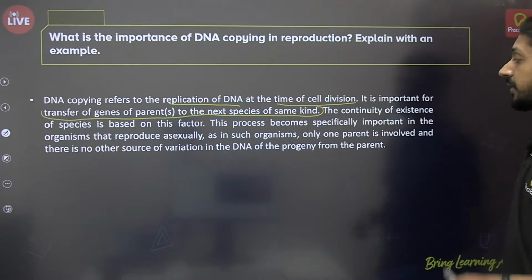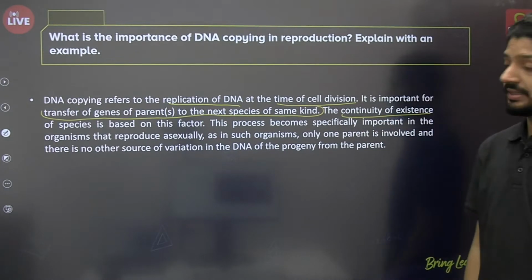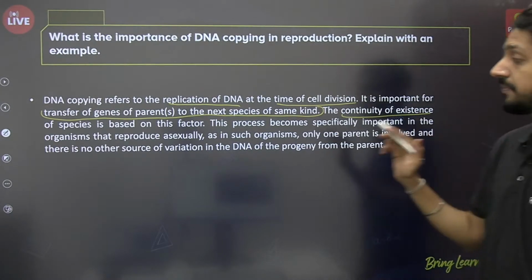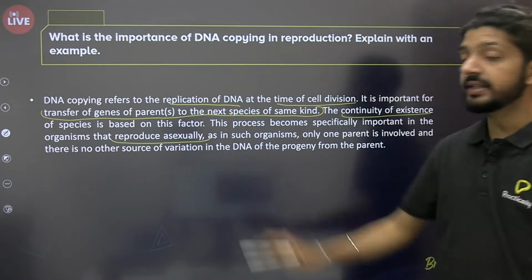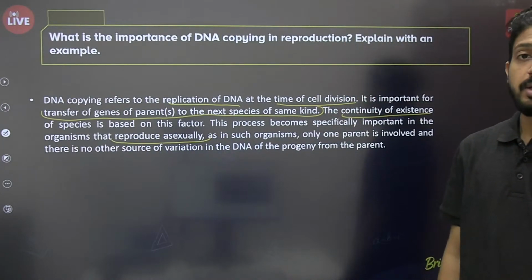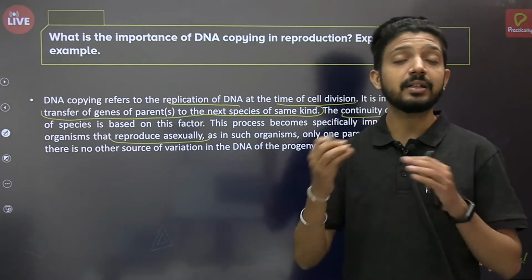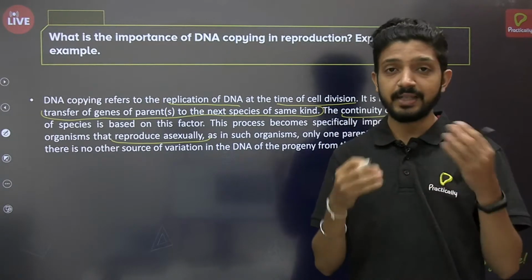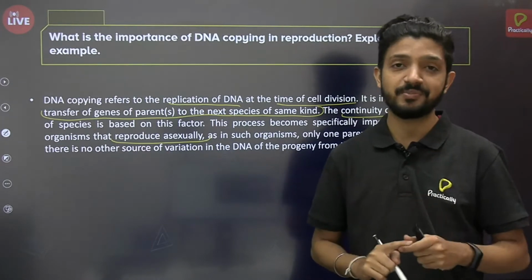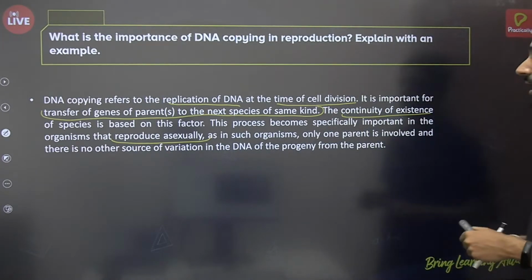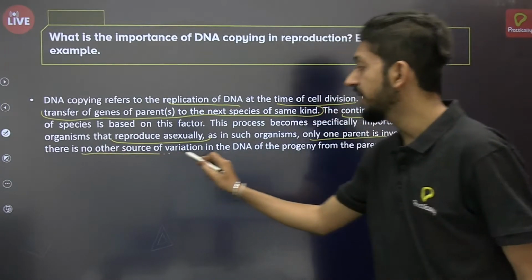And the continuity of existence is based on this factor. It is specifically important in the organisms that reproduce asexually. Again, this one point also we need to write, because we know that in asexual reproduction, the progenies produced are exact clones of the parents. So for them to be exact clones of the parents, the DNA should be copied as it is from the parents, and that's why this step is important. And only one parent is involved.